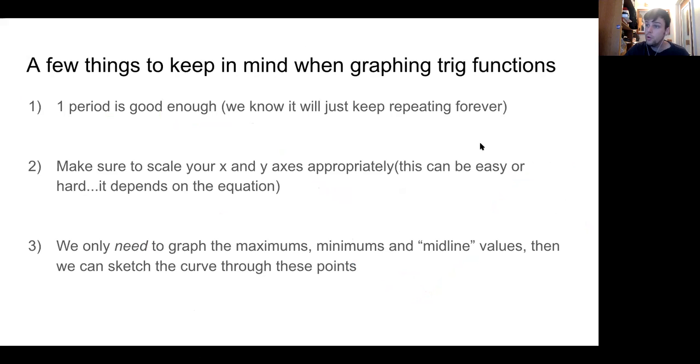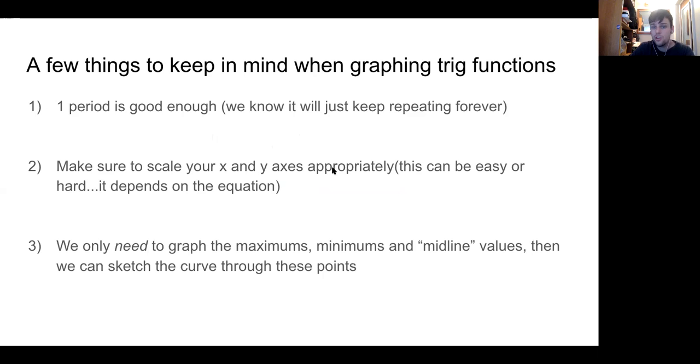All right, so a few things to keep in mind while we're creating these graphs. 1 period is good enough. We're mostly just going to graph a single period. They keep repeating forever. The only exception would be if we are trying to solve a problem that involves a sine curve graphically, and we need to answer a question that maybe covers multiple periods. We may want to graph all of those periods, but that's a small detail. Most of the time, if we're just creating a graph, we just want 1 period. If we want more, we may use a calculator or Desmos to graph as well.